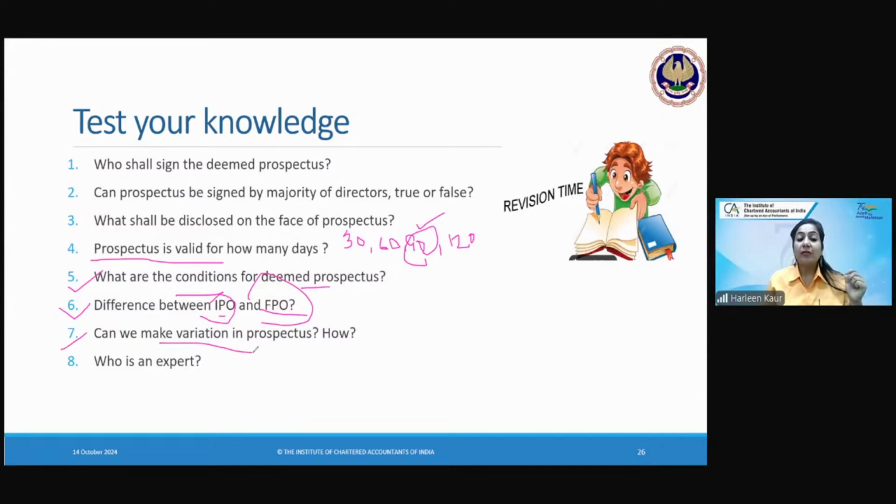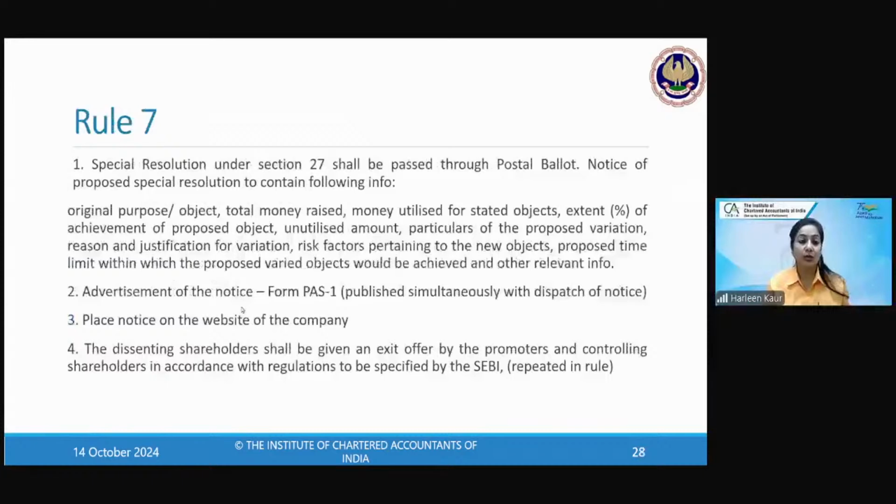And seventh one is, can we make a variation in prospectus? We have very well learned about section 27. Yes, we can make a variation. For any variation you are making, a special resolution needs to be passed. And what has to be given to the dissenting shareholders? Can the dissenting shareholders leave? If they find any variation which they are not happy with, an exit offer can be given to the dissenting shareholders. And who is an expert is the question which goes to the class before we move forward. So who is an expert is your last question.